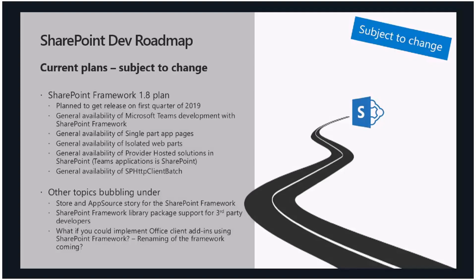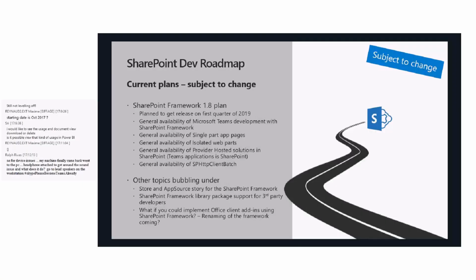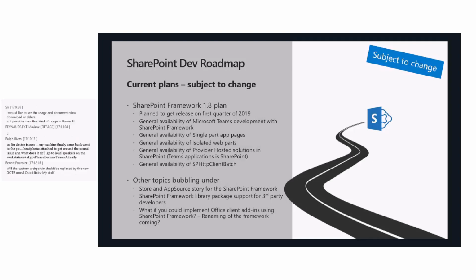So SharePoint Framework 1.8 is coming out in the first quarter of 2019. The first quarter means between January and March. You can pretty much expect that nothing's going to happen in early January, so you can kind of estimate where this is planned to go. But if there are any late findings, that might delay the schedule.